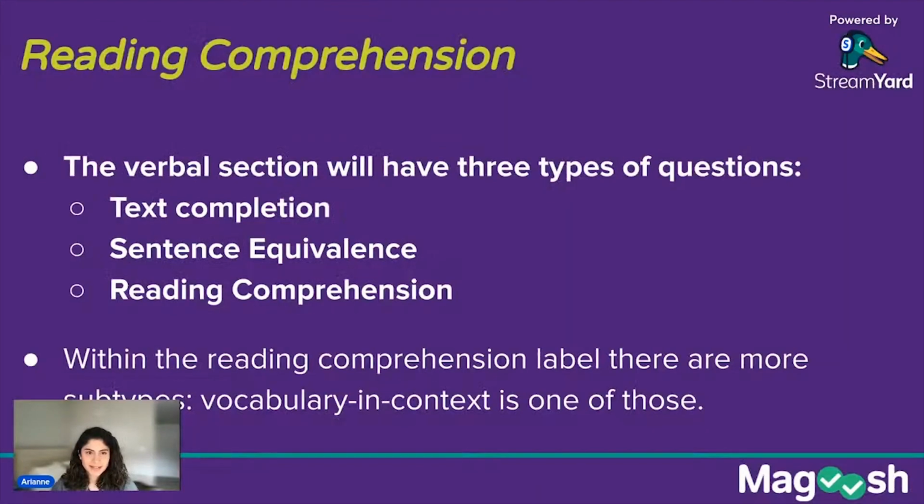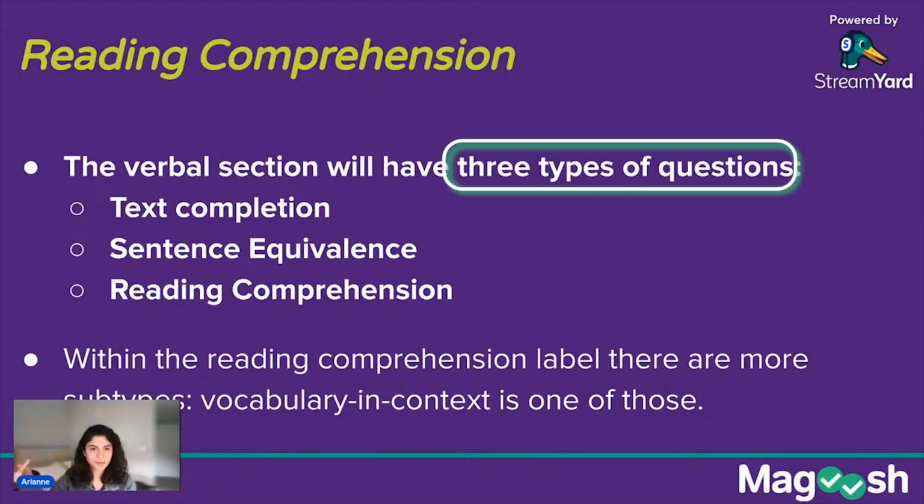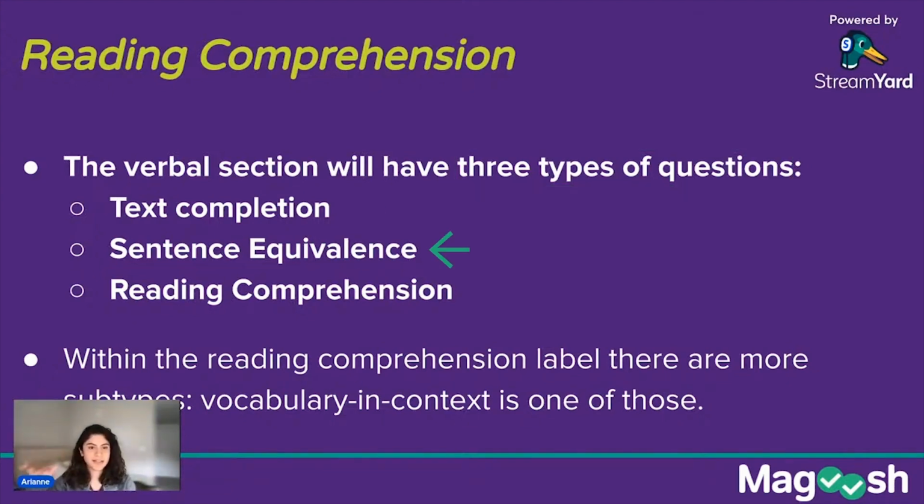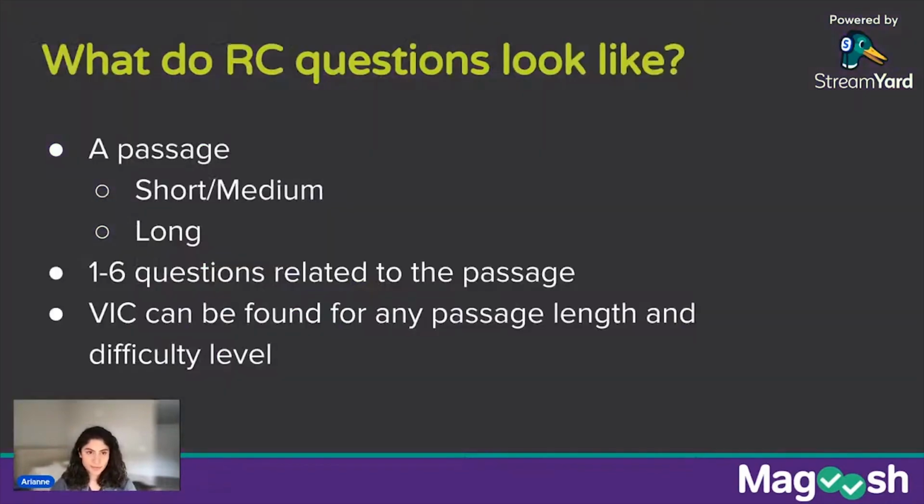Let's jump in. Okay, so here's a little overview of the reading comprehension questions that I talked to you about earlier. Verbal has 3 types of questions in general. We have text completion, sentence equivalence, reading comprehension. Now, within reading comprehension, there are more subtypes. Vocabulary and context is one of those.